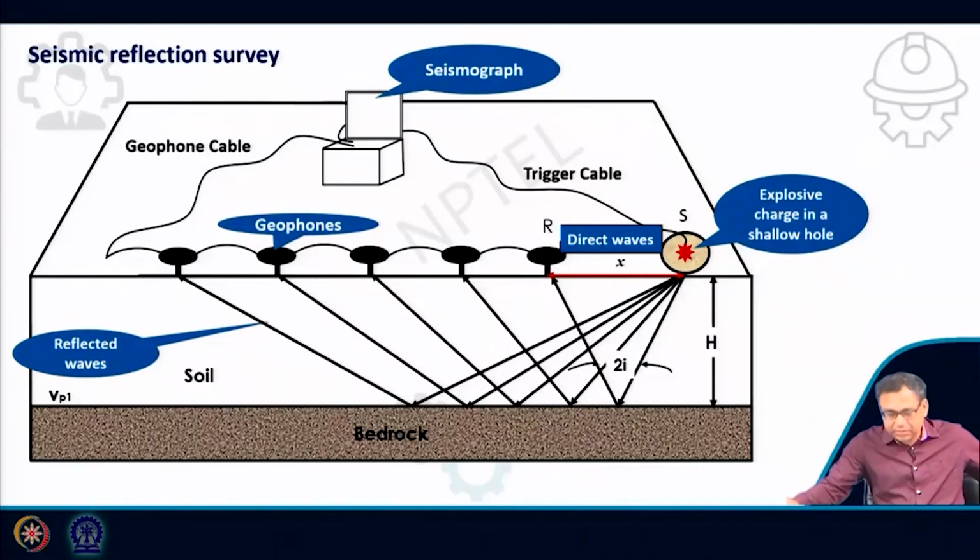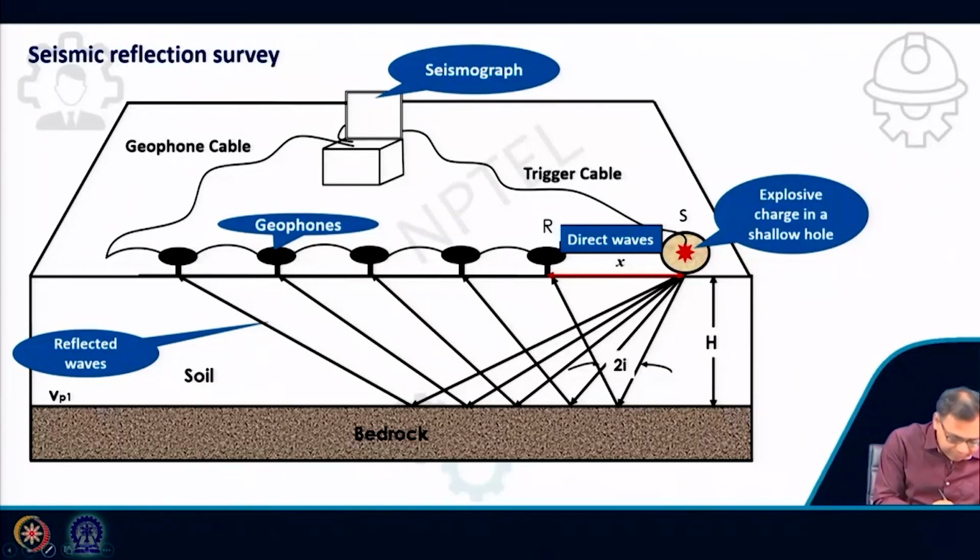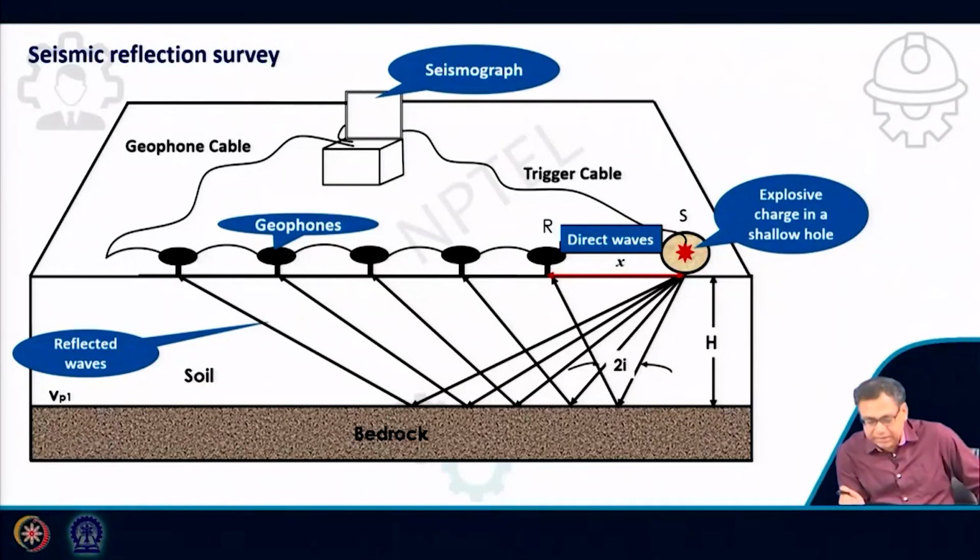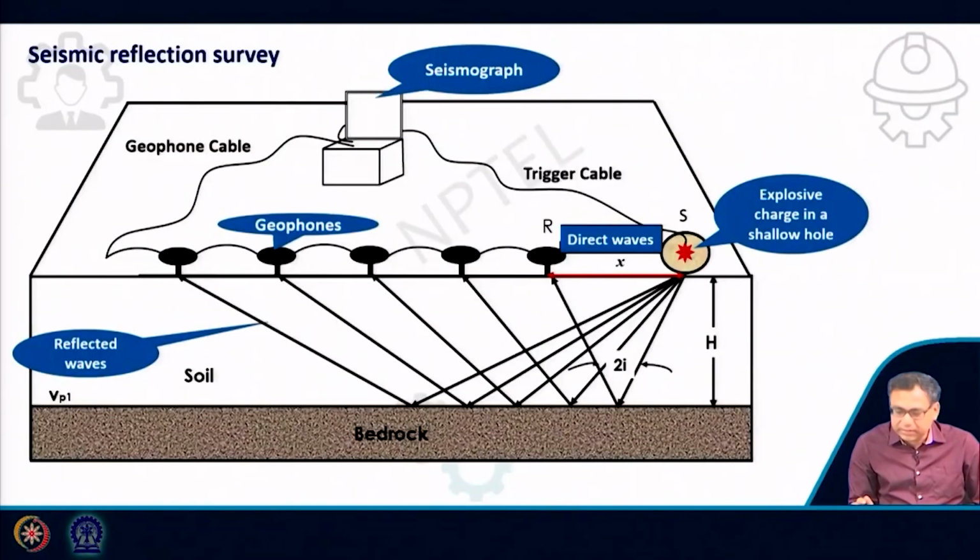Now, let us discuss how we can generate this wave. We can generate the wave in different forms. First, say this is my ground surface and we do a small explosion, that is, a shallow explosion, and from there the wave will be generated.